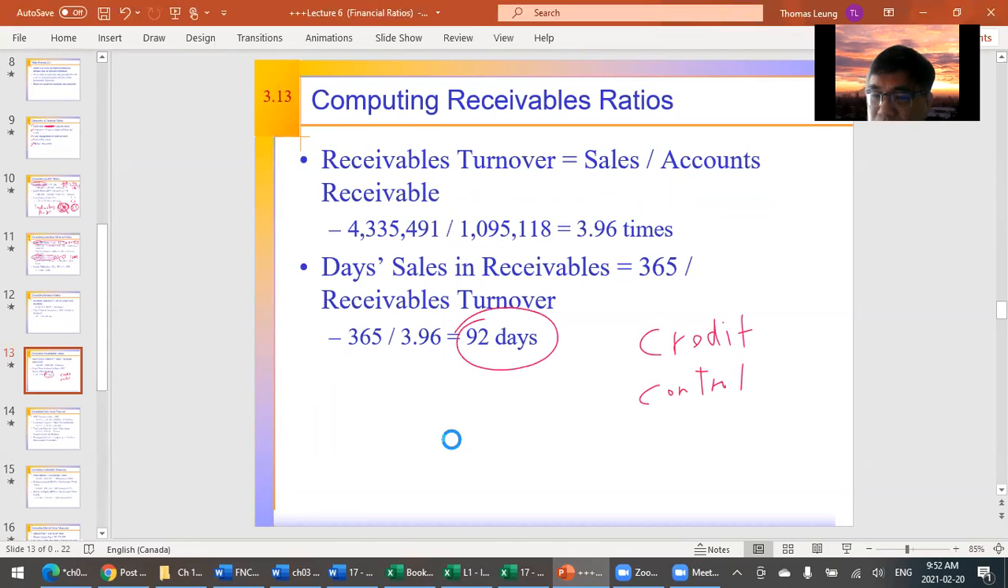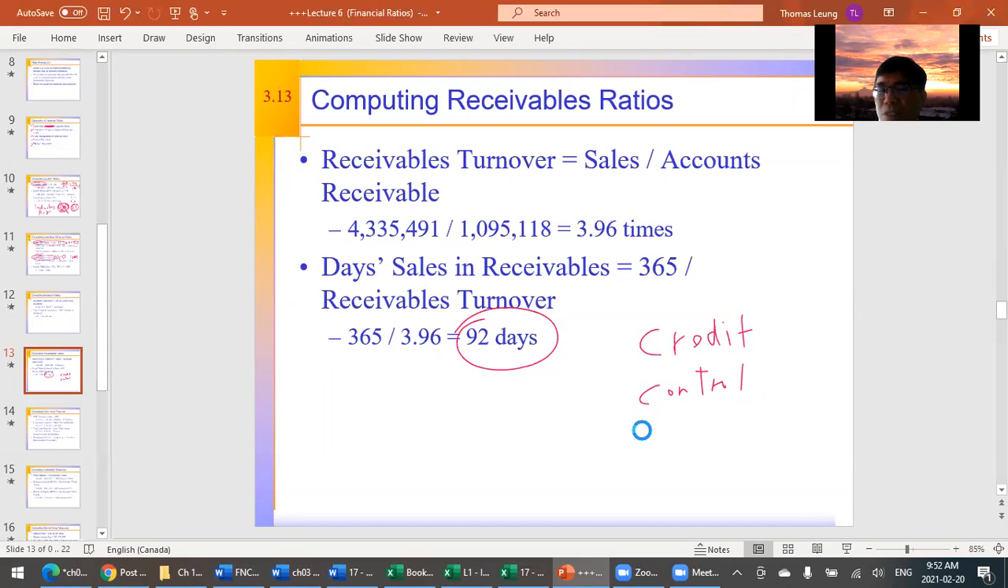So it means you should keep these number of days to a minimum. If this is too much, say 180 days, then you don't have good credit control, because you need to make sure that you remind the customers to pay me the money earlier, right? Or on time, according to the contract, right?